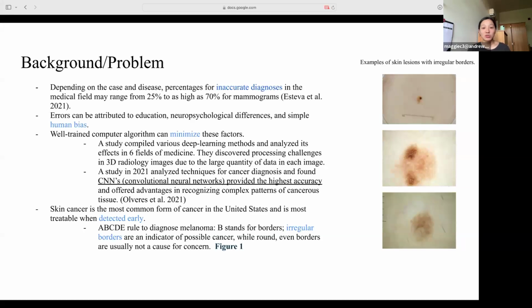In our study, we chose to focus on skin cancer as skin cancer is the most common form of cancer in the United States and is most treatable when detected early. A rule to commonly detect melanoma, which is skin cancer, is the ABCDE rule. B stands for borders. If you notice irregular borders, that is an indicator of possible cancer. We can see in figure 1, which are the images on the right, some examples of skin lesions with irregular borders.